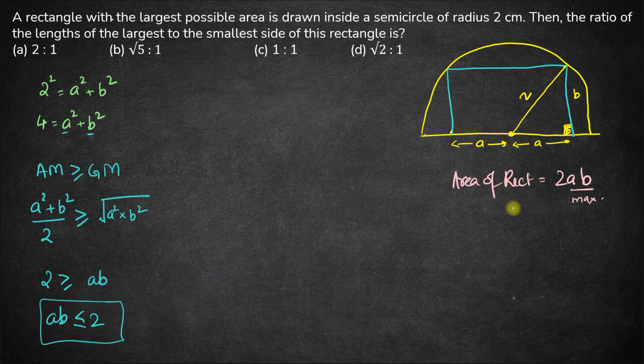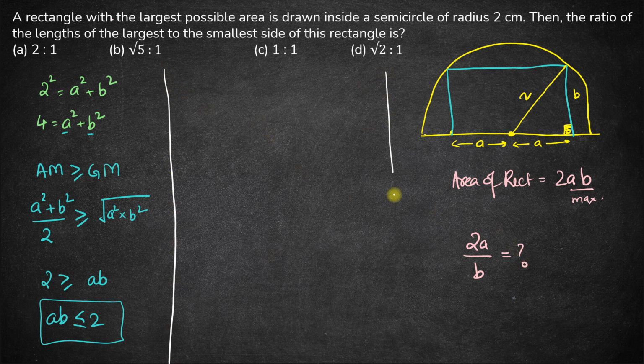Okay. So the question is, the ratio of the lengths of the largest to the smallest side of the rectangle is what? So we need to calculate the ratio of length and width. Fine. So what we need to calculate is 2A is to B.